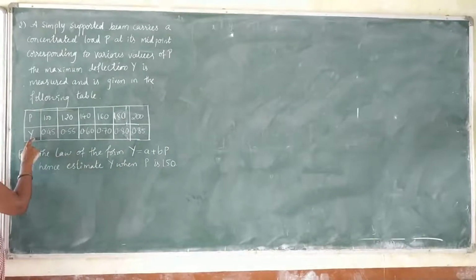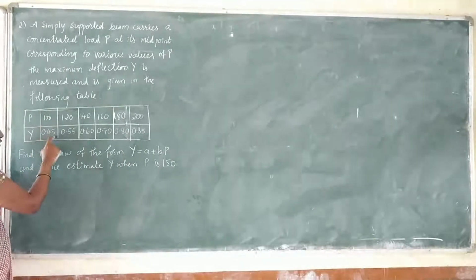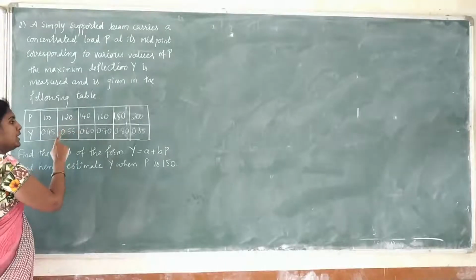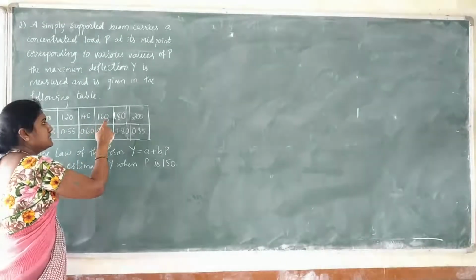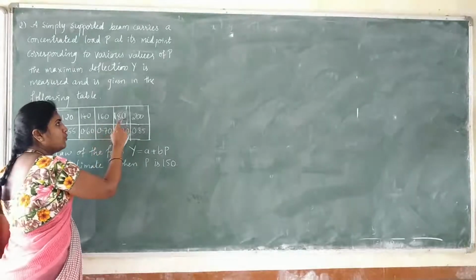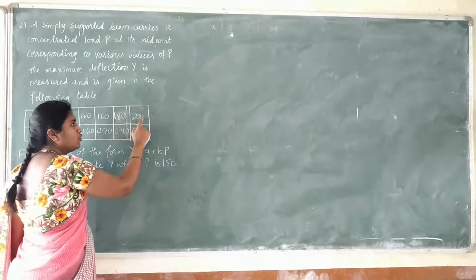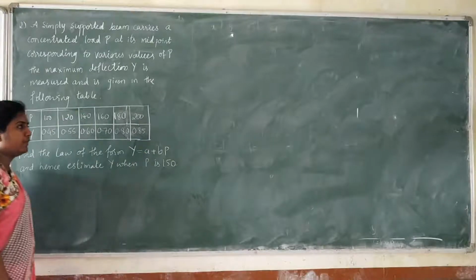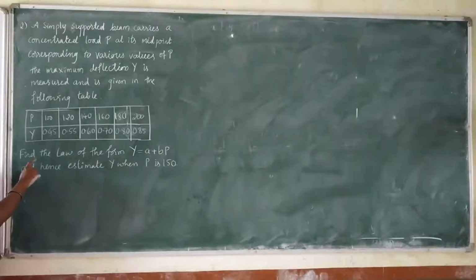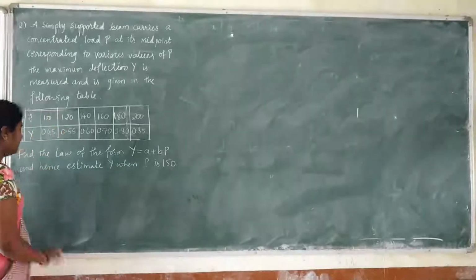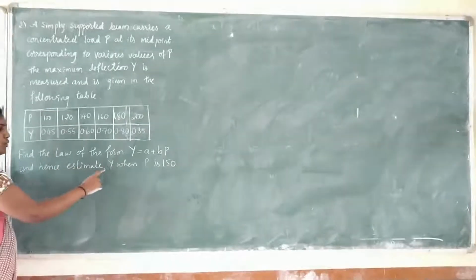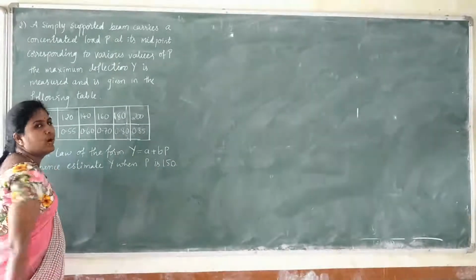Deflection Y is given: for load 100 it is 0.45, for 120 it is 0.55, for 140 it is 0.60, for 160 it is 0.70, for 180 it is 0.80, and for 200 it is 0.85. They are asking us to find the law of the form y = a + bP, and hence estimate y when P is 150.